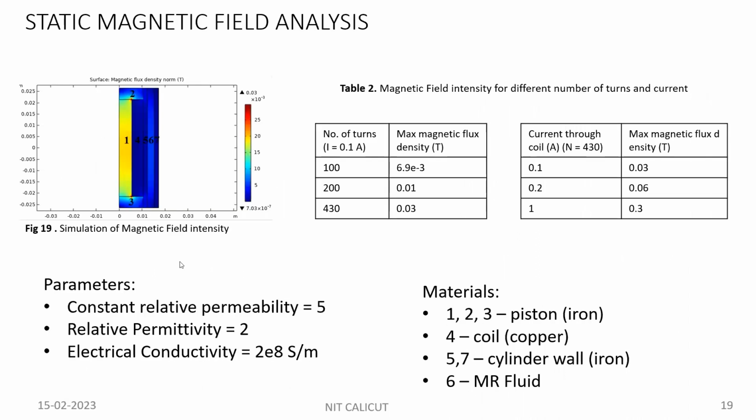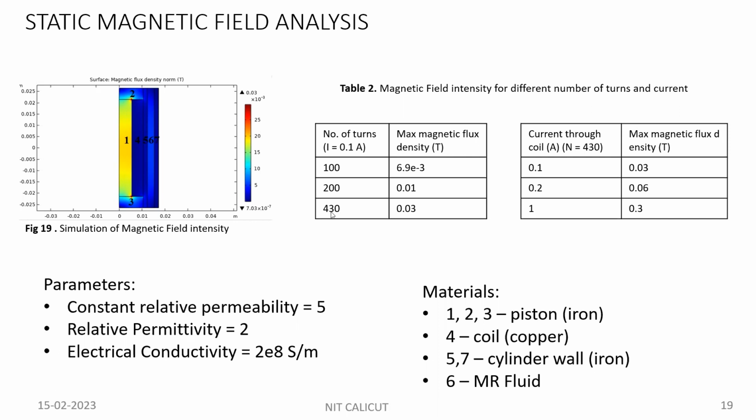Then using that fluid, we have simulated the magnetic analysis for materials 1, 2, 3, and 4. 1, 2, 3 is a piston here, and 4 is a coil. 1 is a material, this is a piston, iron. 2 is also a piston, part of the piston. 4 is a coil. Then 5 and 6 are the cylinder walls. This is a piston, this is a cylinder wall, and this is the fluid.